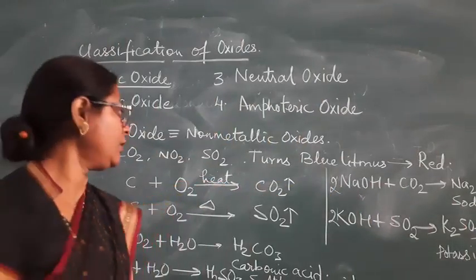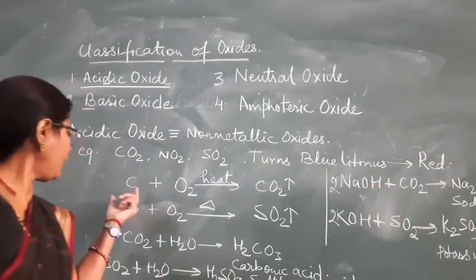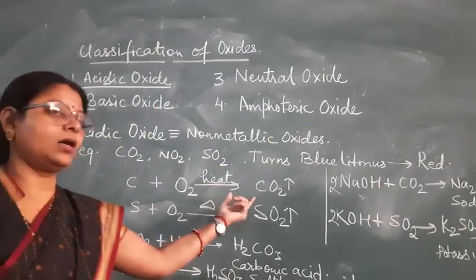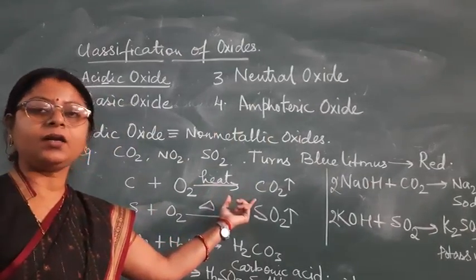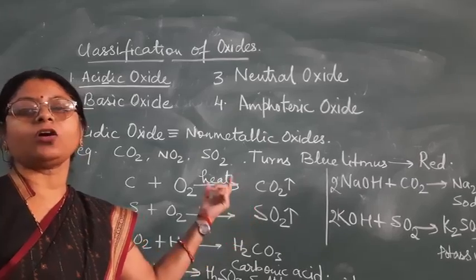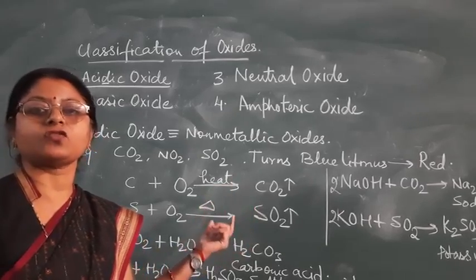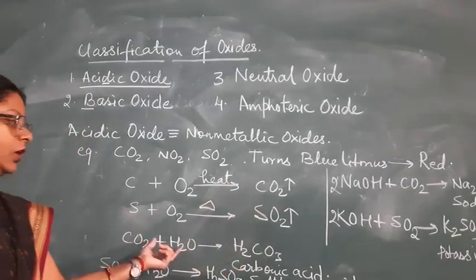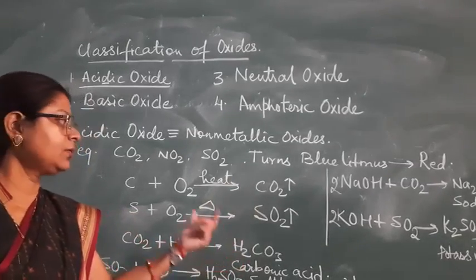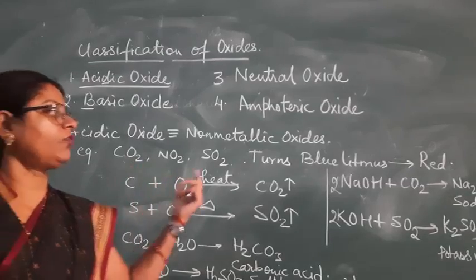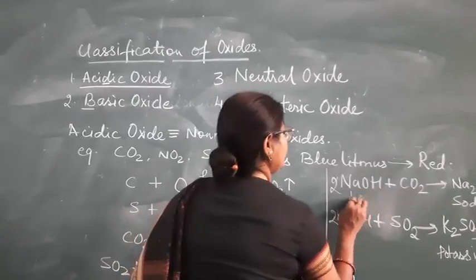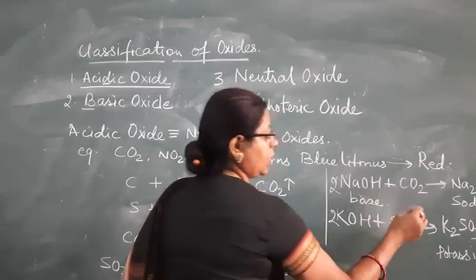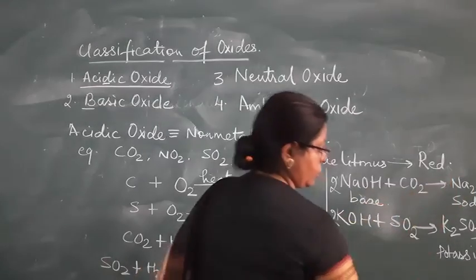So this is the acidic oxide, which is a non-metal. When it reacts with oxygen, it forms acidic oxides, like carbon dioxide, sulfur dioxide, phosphorus trioxide, phosphorus pentaoxide, like that. When these oxides react with water, they form their acids. When these oxides react with base, they form the salt and water.